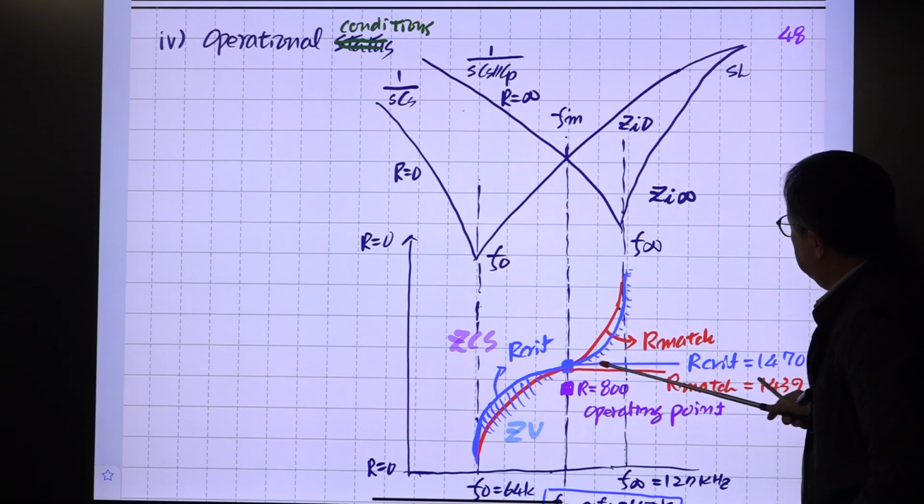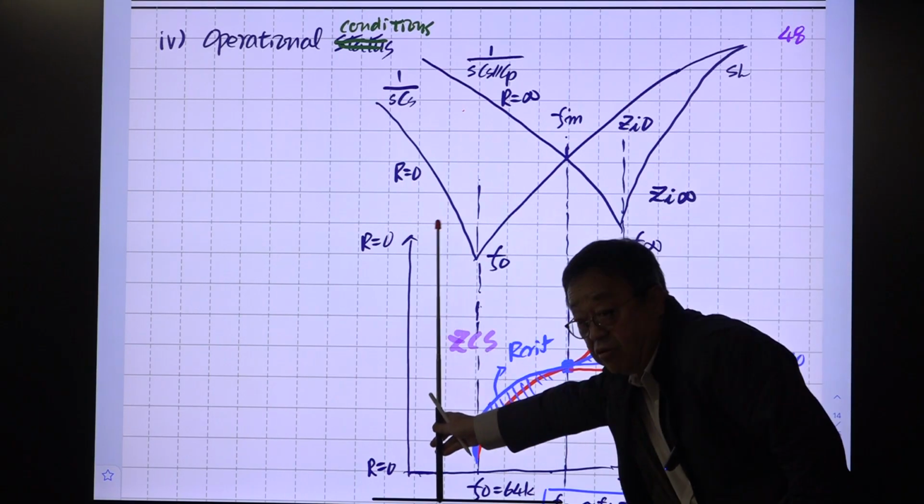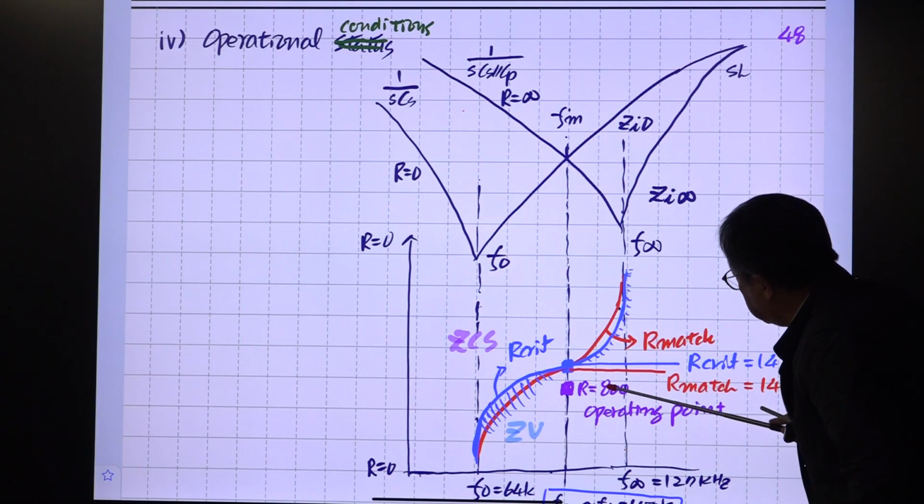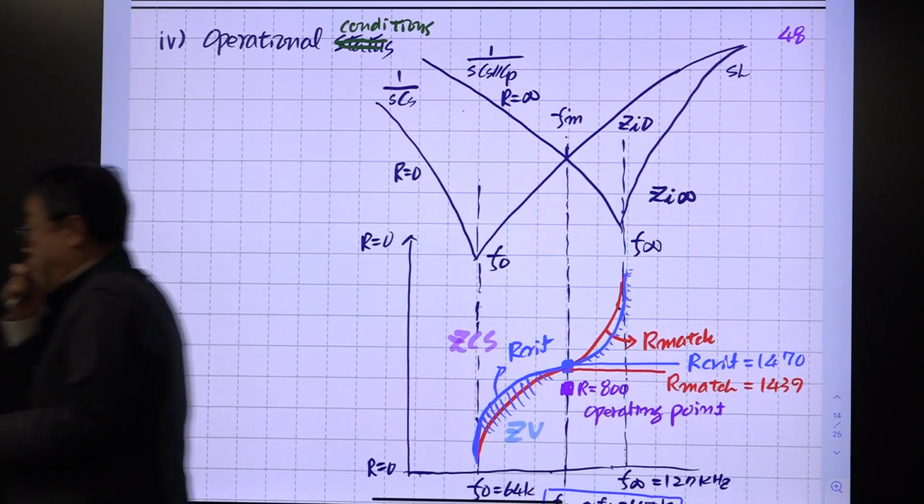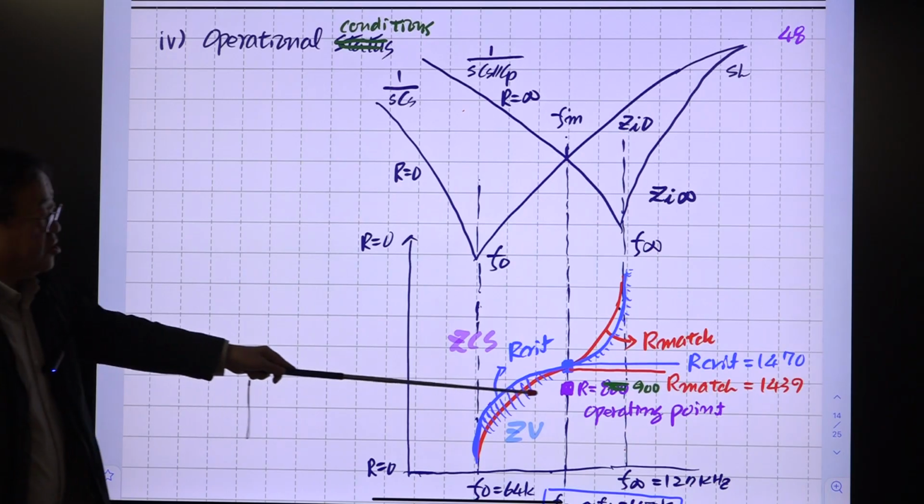At this point, if R is lower than R critical, this is the R. Okay? This is R. R is lower than this value, like this one. This should be 900. I don't know why I keep on using 800. That does not make any sense. Okay? So what is this region? GBS. So we are in the GBS region.